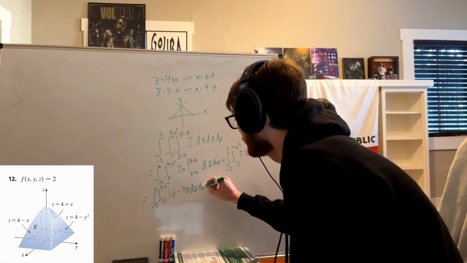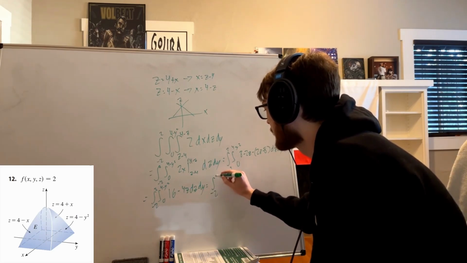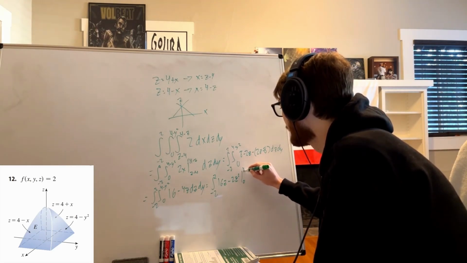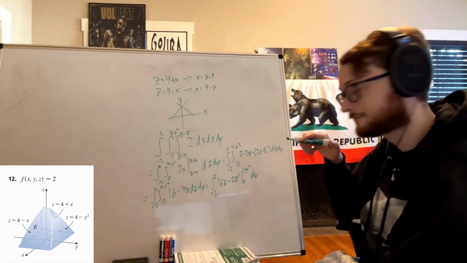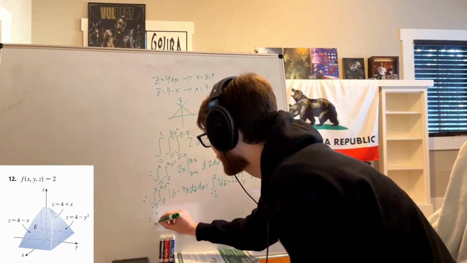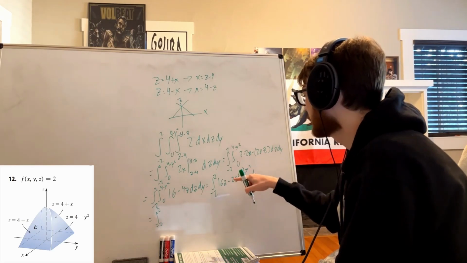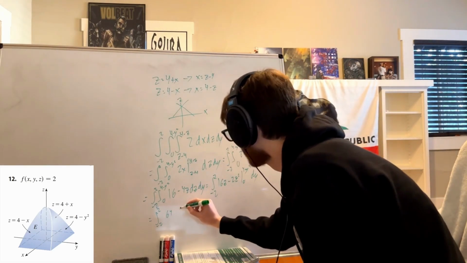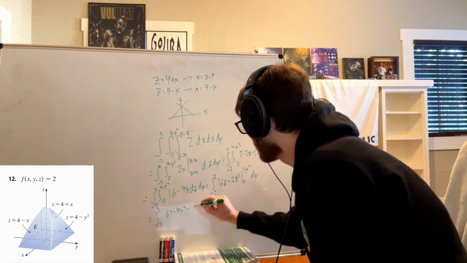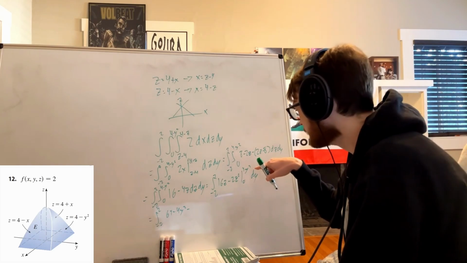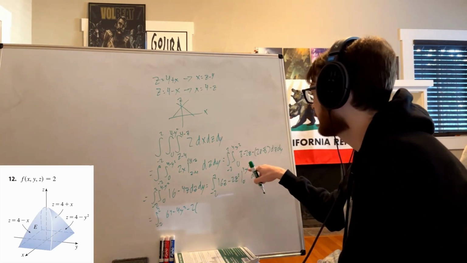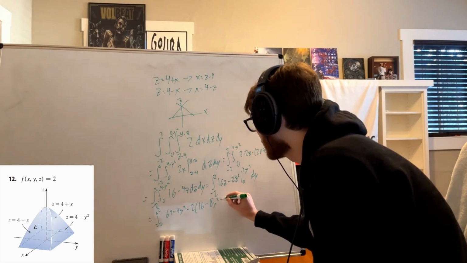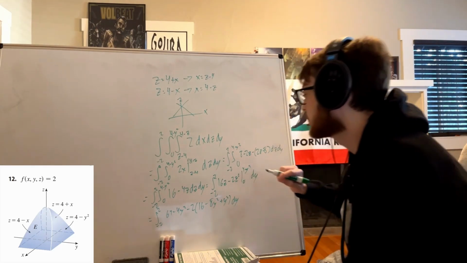Okay. Then we can integrate that in terms of z. 16z minus 2z squared, evaluated up to 4 minus y squared, dy, from negative 2 to 2. 16 times 4 is 64, minus 4y squared, minus, I can't do all that in my head, 2 times 4 minus y squared, squared, which is 16 minus 8y squared plus y to the 4th, dy. Okay.